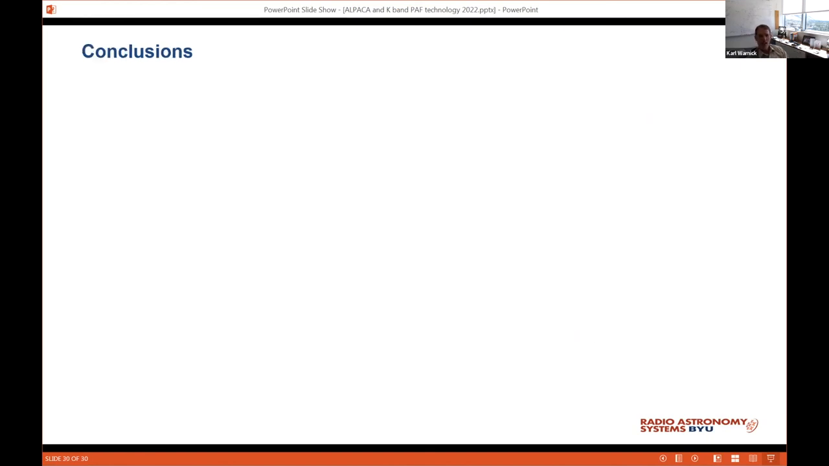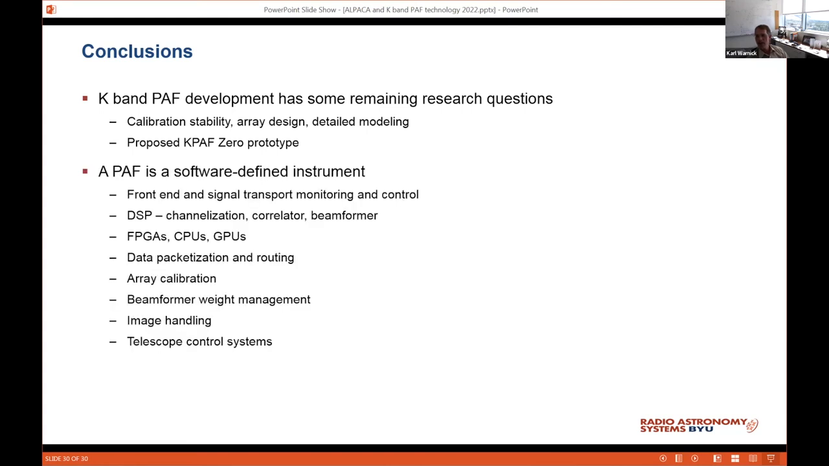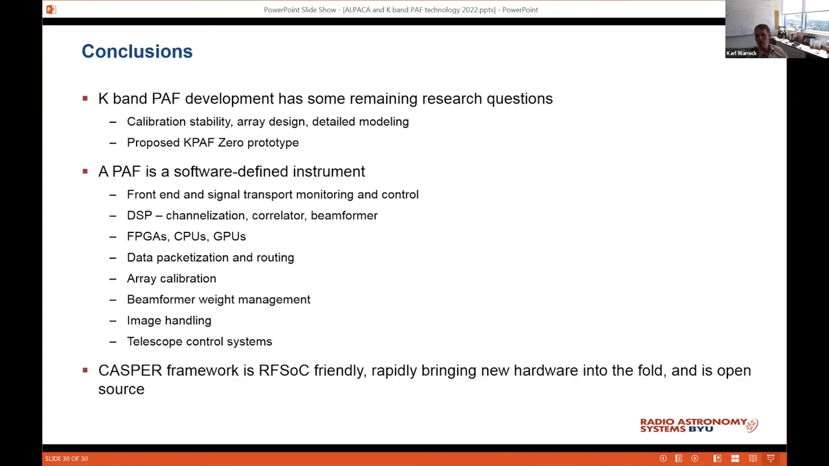That brings me to my last slide. A lot of research questions, which I just listed. My main point is that really a K-band phased array feed, like all phased array feeds, is a little bit of hardware and a lot of software. And that's both good and bad. It takes a lot of software work. The Casper framework, though, mitigates a lot of that. We can use the open source development team to help us solve problems, provide software blocks that are pre-made that can be used and so forth. I'm done with what I have to say. So this one, I'll just stop and turn it back to the audience.